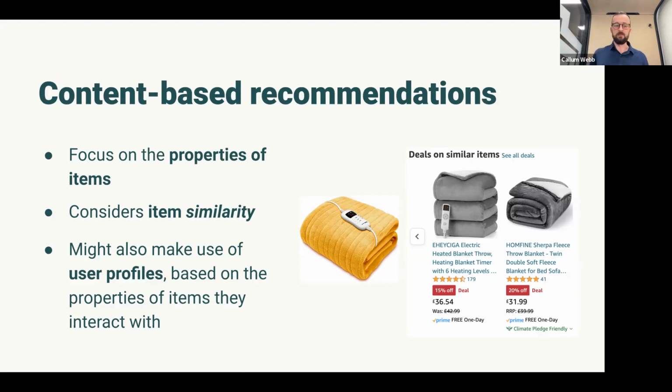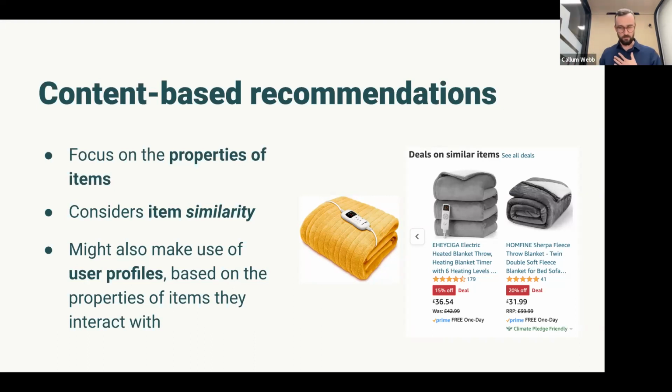Content-based recommendations. These are all about focusing on what we know about items and the properties of items. So by properties, I mean things like the name, the description, the price, any category that name falls under within a sort of structured hierarchy, even things like the color and weight and so on. With all of this information about the properties of items, you can then compare items to one another and make recommendations based on that similarity.